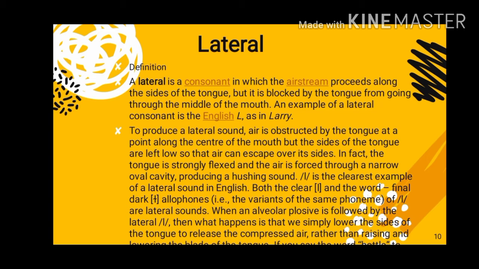Both the clear L and the word-final dark L, the variants of the same phoneme L, are lateral sounds. When an alveolar plosive is followed by the lateral L, we simply lower the sides of the tongue to release the compressed air, rather than raising and lowering the blade of the tongue. If you say the word "bottle" to yourself, you can feel the sides of the tongue lower to let out the air.